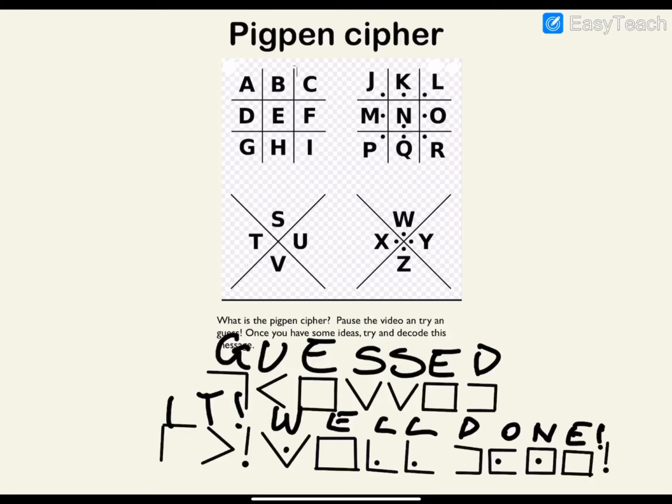Okay, good work. Now you guys know what the Pigpen cipher is and how it works. You could teach your friends Pigpen cipher and send little messages to them any day, and other students may not know what Pigpen cipher is. So nobody will know what you're writing.